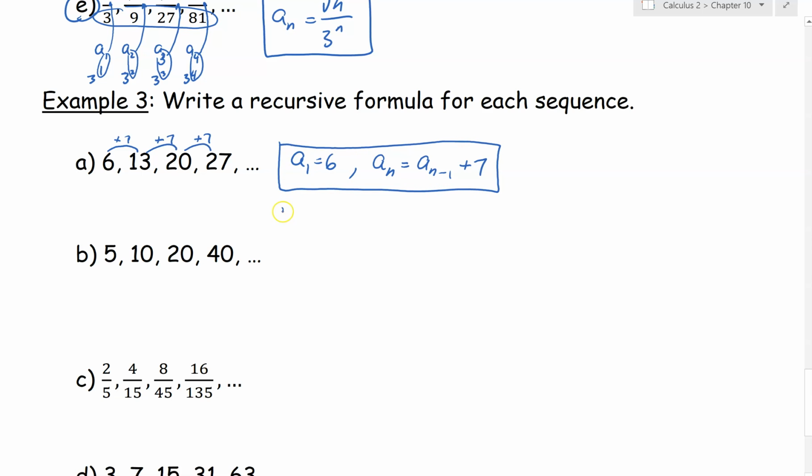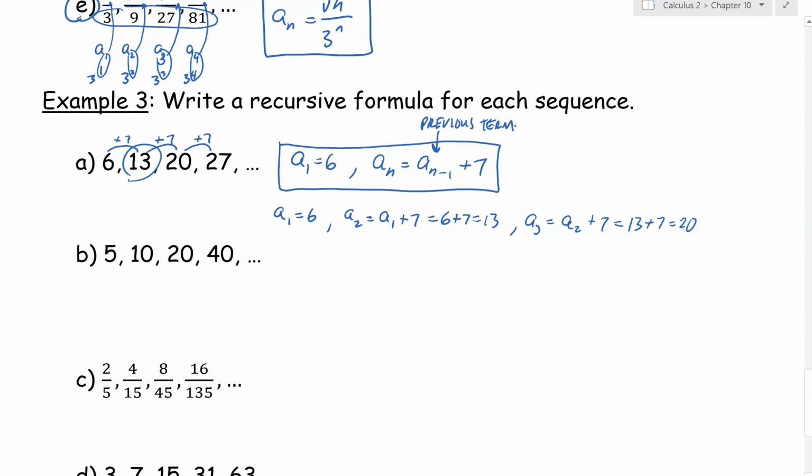We can test it out. If we start with a1 equals 6, according to this formula, a2 would be a1 plus 7. So that would be 6 plus 7, which is 13. That matches. Let's try another one. a3, according to our formula, that would be a sub 2 plus 7. And so that is a sub 2 we got was 13. 13 plus 7 is 20. And so this a sub n minus 1 is really giving us the previous term.